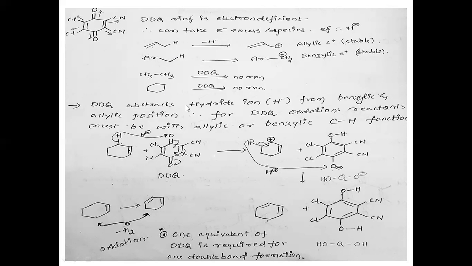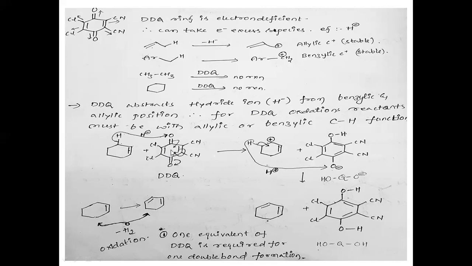So DDQ abstracts hydride ion H minus from benzylic and allylic positions. Therefore, for DDQ oxidation, the reactant must have allylic or benzylic CH functionality. For example, if you see this molecule, it is a cyclic skeleton, a cyclohexene. Here you have a double bond, and with respect to this double bond, this position and this position become allylic CH positions.